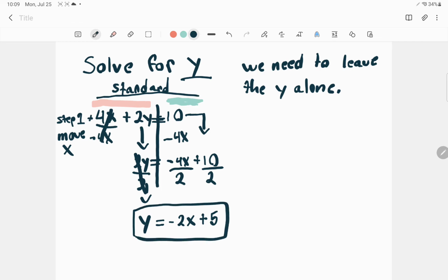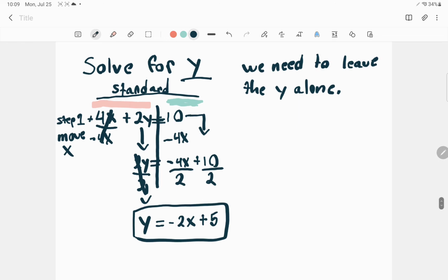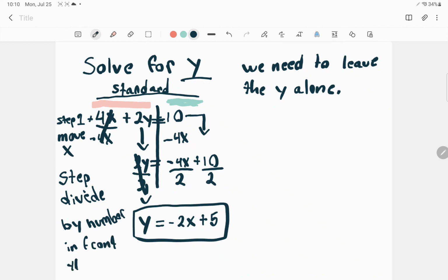It's gonna be the same steps. So step 1, move x. Step 2, divide by the number in front of the y. Sorry for my writing. Okay, that's how you do it. I'm gonna put this on the board as well.